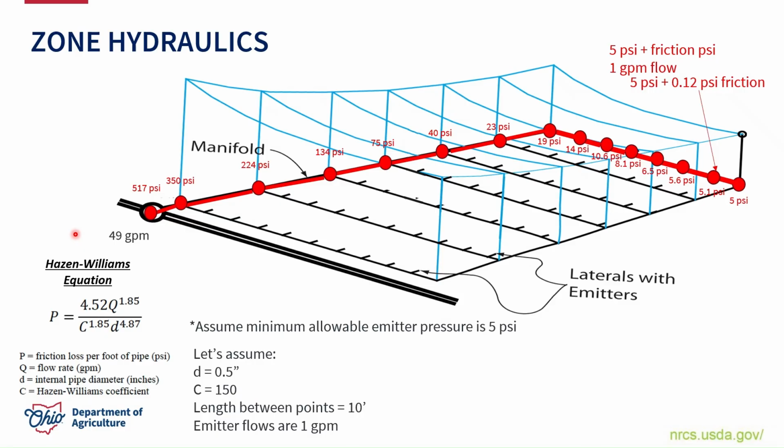From these two things, we've identified that our source needs to provide 49 gallons per minute at 517 psi. And remember, the emitter flow rate that we used was just an easy 1 gallon per minute. But this process is what goes through the design process for your micro irrigation zone hydraulics.